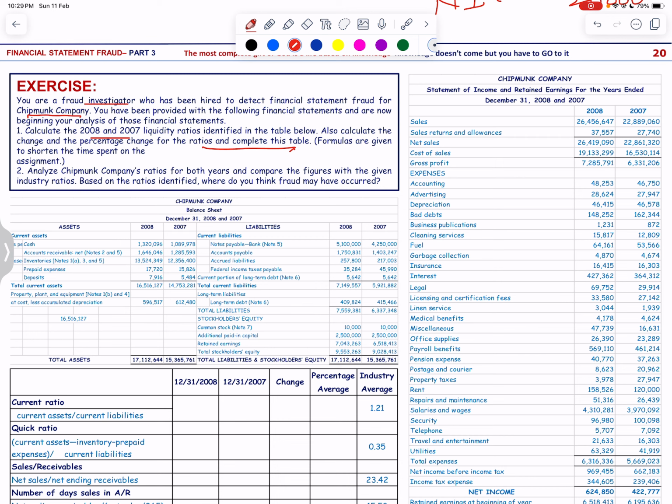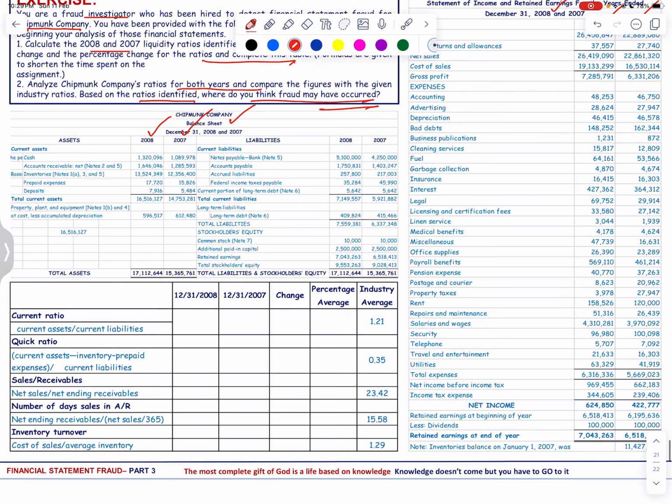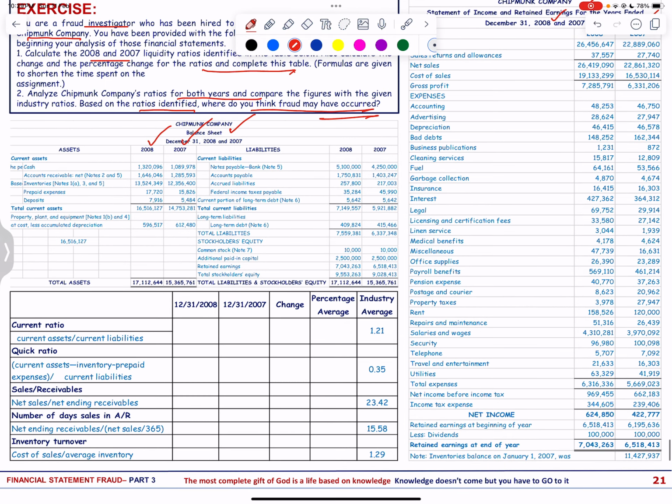Formulas are given to shorten the time spent. Okay, analyze Chipmunk's company ratios for both years and compare the figures with the industry ratios. Based on the ratios identified, where do you think fraud may have occurred? Okay. So we have the balance sheet, and this is for the year 2008 and 2007. We have the statement of income and retained earnings for the year 2008 and 2007, and we have to fill up this table over here.